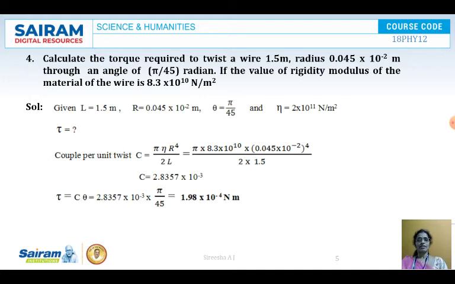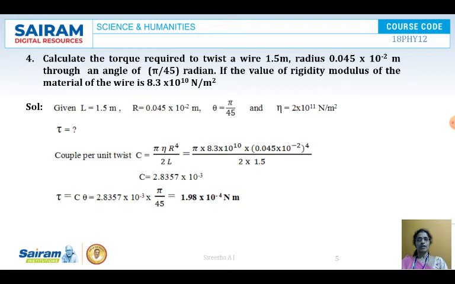Now here the value of L is given as 1.5 and R is given as 0.045 into 10 to the power of minus 2. Theta is given by pi by 45 and eta is given as rigidity modulus. Eta is given as 2 into 10 to the power of 11 Newton per meter square. We have to calculate the torque tau.